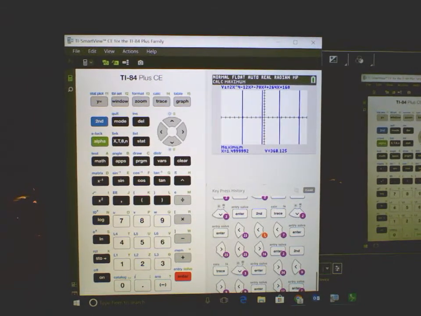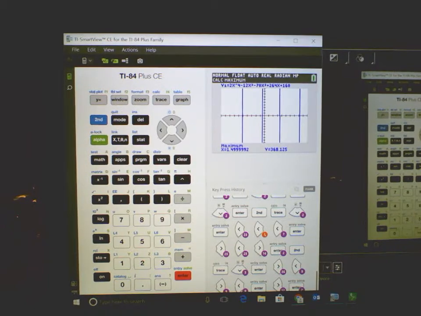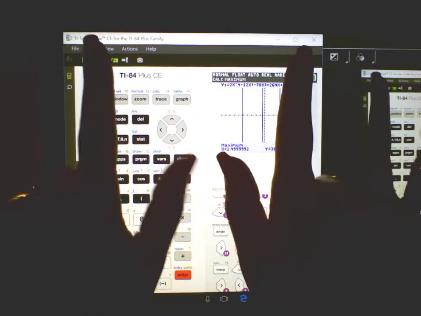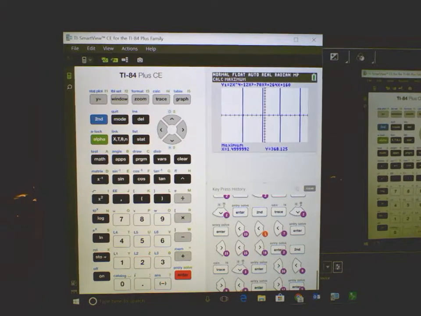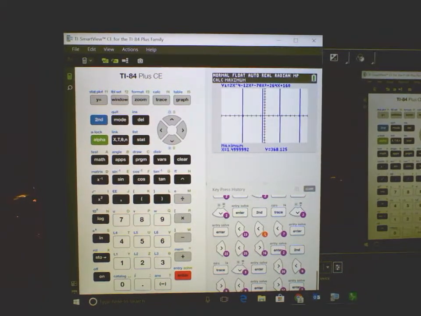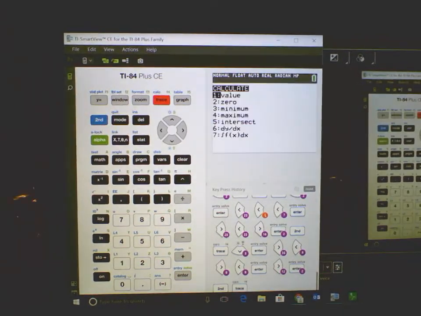Comma 3.6, I'm sorry, 368.125. That's going to be my only relative maximum, because if we have a shape like this, this will be the only maximum point. These two go to infinity, which is an idea, not a number. So now I'll find my other minimum, which will be down here. Second trace minimum.